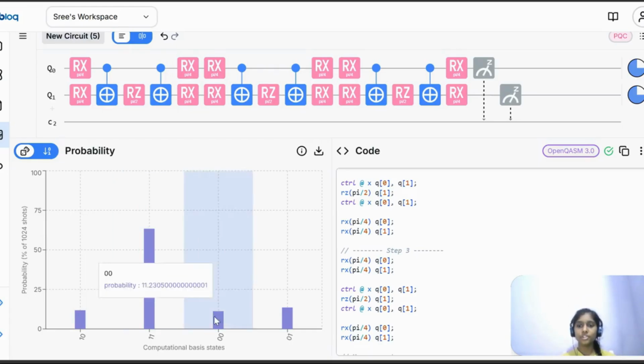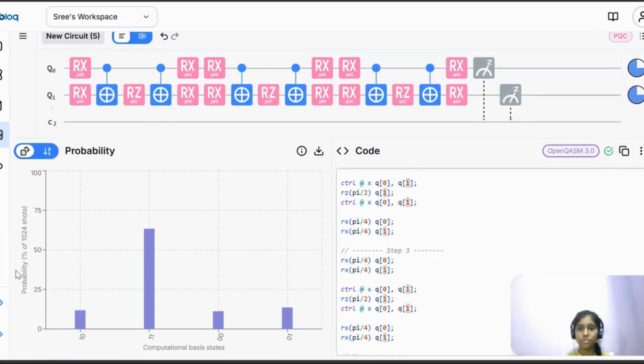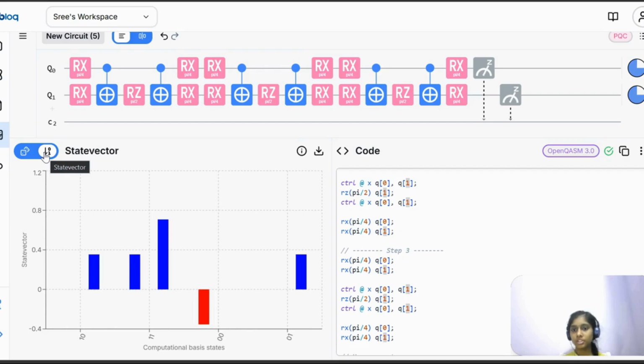Now let's implement this for three Trotter steps. Here I've written the code and then obtained the circuit. These are the circuit codes, and this is the measurement probability distribution graph, obtained after executing the circuit 1024 times, or shots. After executing three Trotter steps, Bloq displays two complementary views: the first is the probability, and the next is the state vector. The state vector shows the probability amplitudes before measurement.